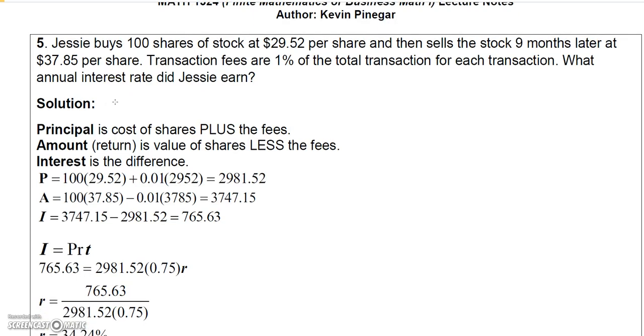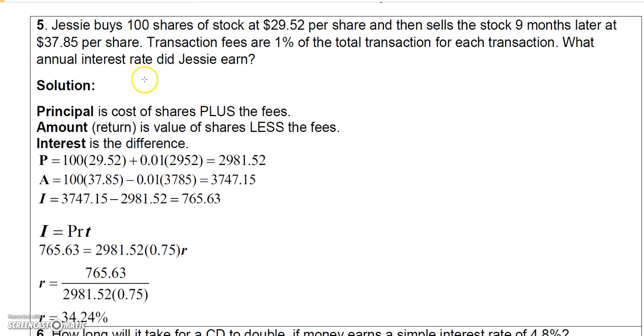Now, this next problem, students tend to have a problem with this because they don't understand the concept of the transaction fees that are charged on each transaction. So let me just show you what happens here.